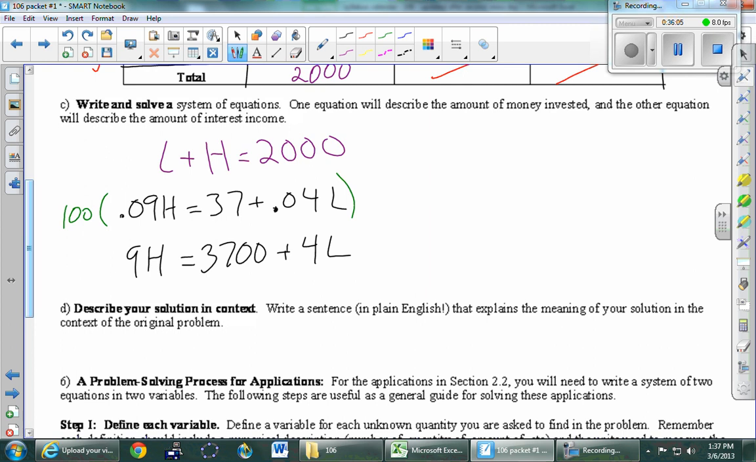It doesn't. No, you don't need to do that. Yeah, it just gets rid of the decimals. But if you just carry through the decimals and you're careful, you'll get the right answer.